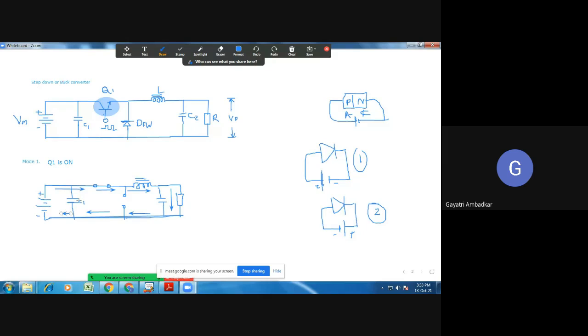Yes or no? In this case, what happened? The switch was on. Because it is on, I have shown it as a closed switch.